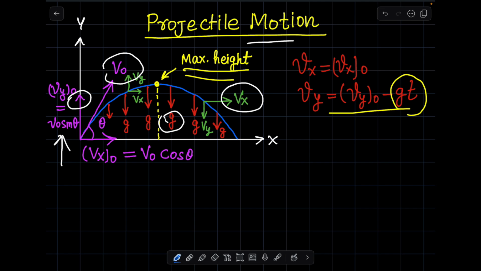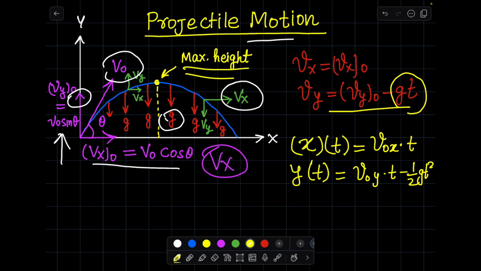The horizontal position as a function of time, we can write x(t) is equal to v naught x multiplied by time. Similarly, for the vertical motion, the position is given by y(t) is equal to initial velocity in the y direction multiplied by time minus half g t square.